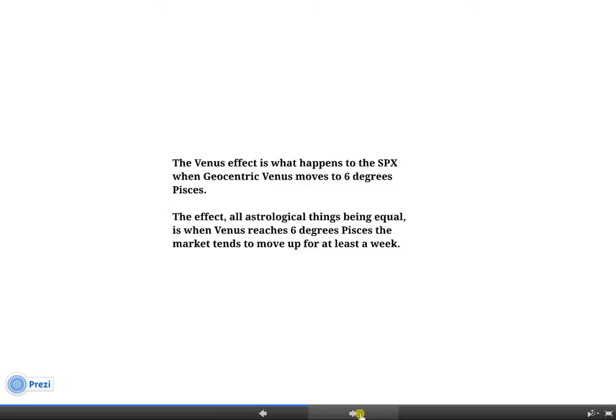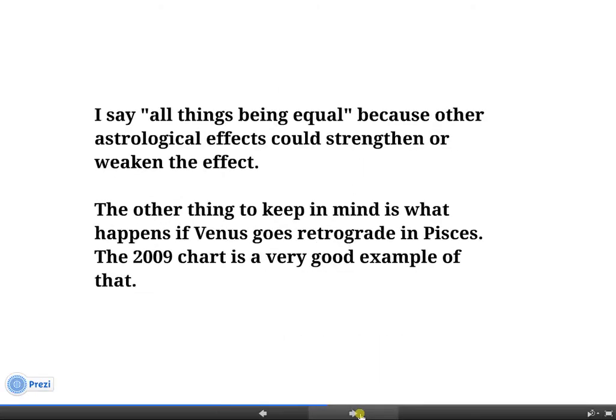Sometimes it's a little bit more, sometimes it's a little bit less. Because, like I said, all things being equal, other astrological effects can have an effect on the market where it continues to go up for longer than about a week. Other times it can be less than a week. Almost always it will go up at least a little bit. A lot of the times, if there's negative effects involved also, it will go sideways as opposed to going down.